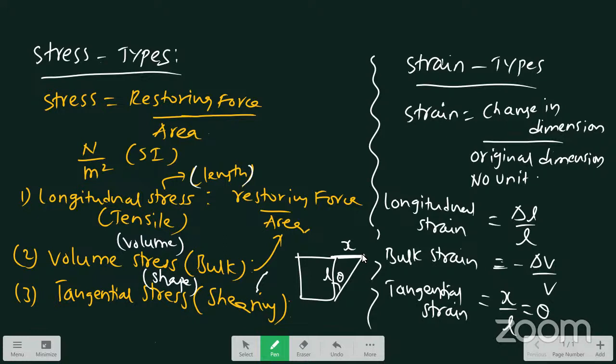What is the final point? What is the initial point? The difference. The ratio between relative displacement in between the layers with respect to its original length is the tangential strain. So, one question, stress, it's a type. Strain, it's a type.